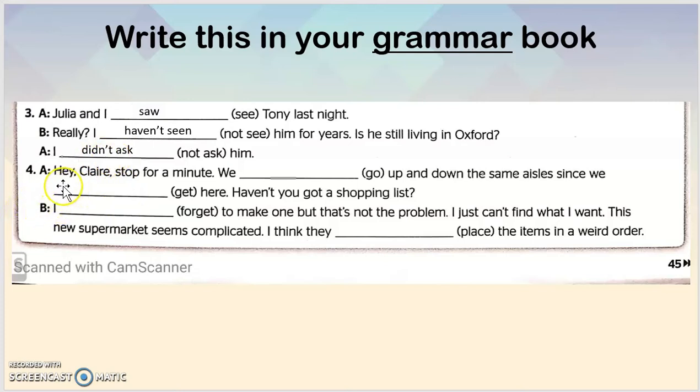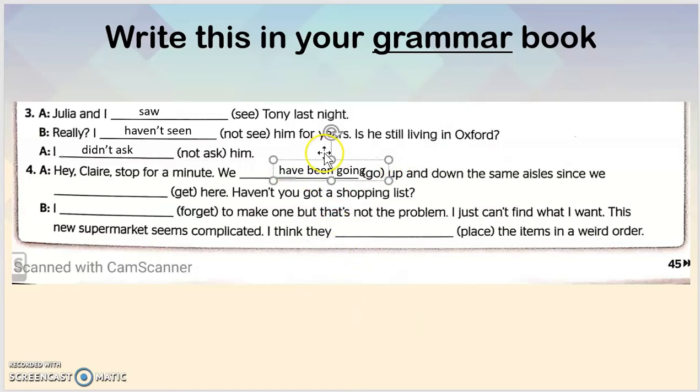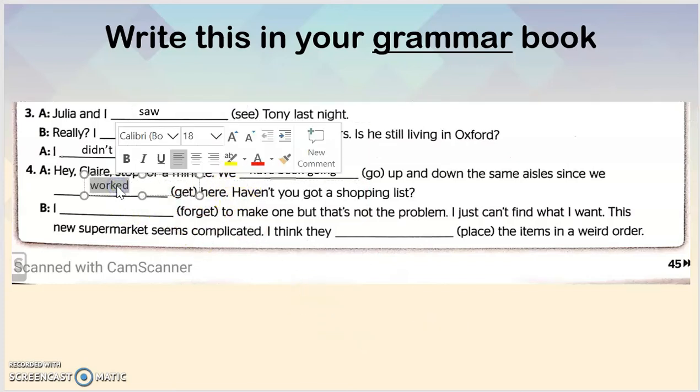Number 4. A says, hey Claire, stop for a minute. We blank up and down the same aisle since we blank here. Haven't you got a shopping list? Yes, this should be we have been going. We is the subject, so we have been going up and down the aisle since we got. The past tense of get is got, G-O-T.